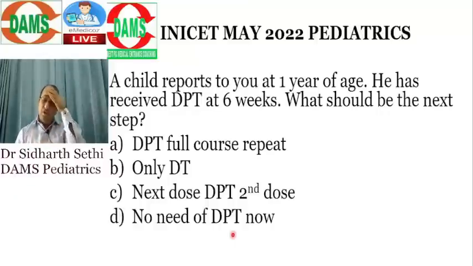Now here is a question on vaccination. Every exam, last time they talked about the current IAP vaccination schedule. Now this time they asked, if a child comes to you after 6 weeks, he has got DPT, and now he has come to you at 1 year of life, what should be the next step? Should we repeat the course? There is no need for that; give a second dose of DPT.